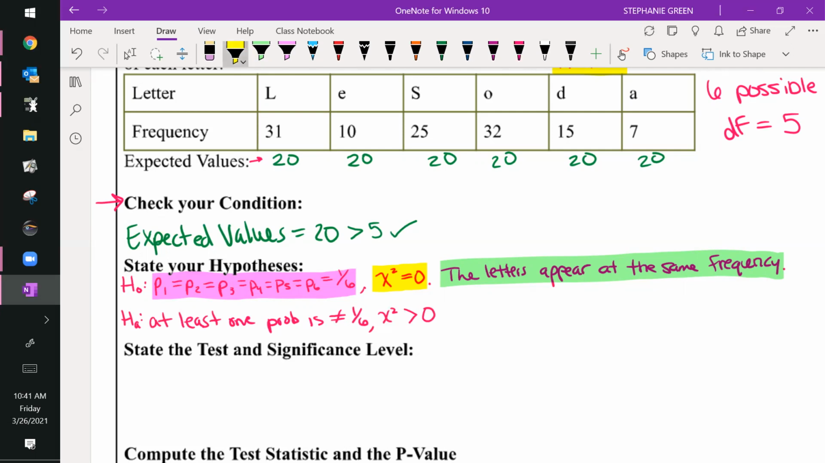So our alternative hypothesis for any goodness of fit test will always be this. How handy is that? Anytime you're doing a chi-square hypothesis test, here's your null hypothesis, here's your alternative hypothesis for every single one, which is why we also need to include more specifically what those actual probabilities are, and even more specifically, what does that mean in context? The letters do not appear at the same frequency.